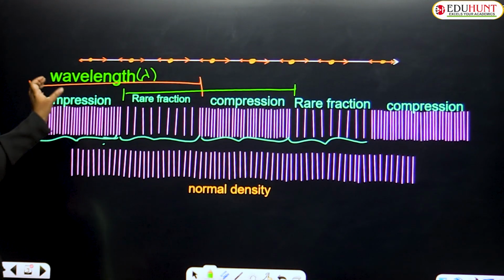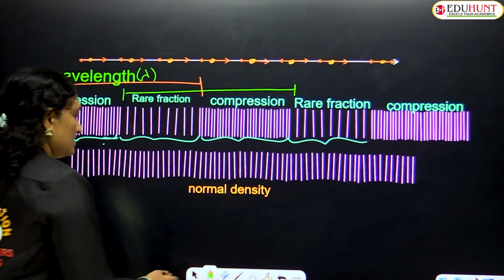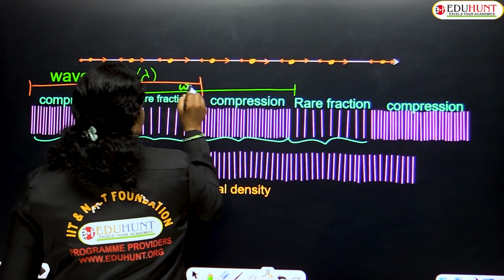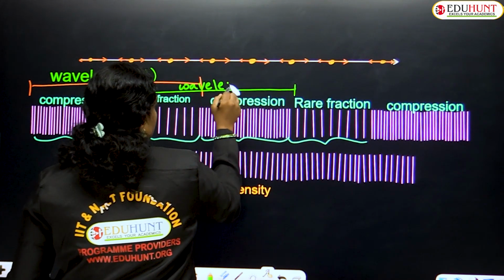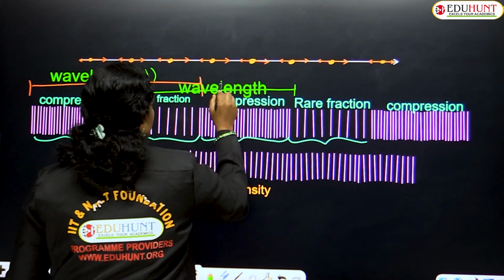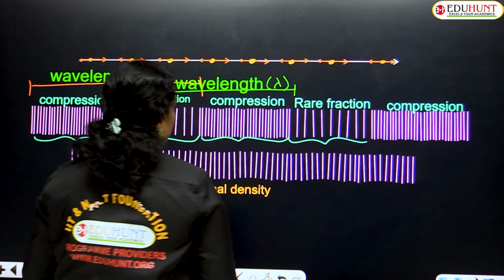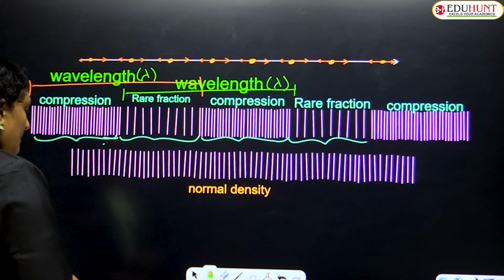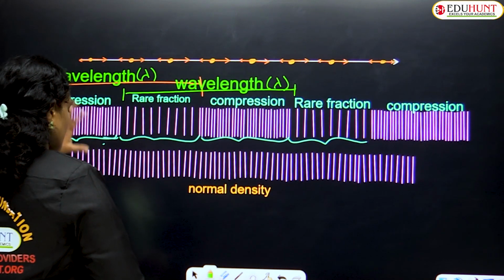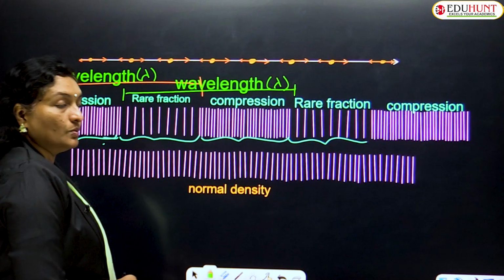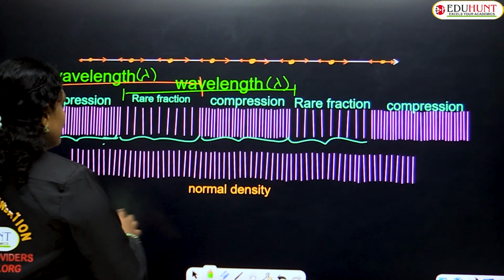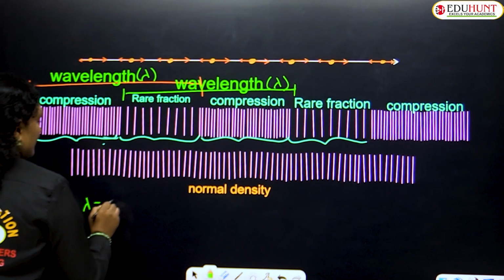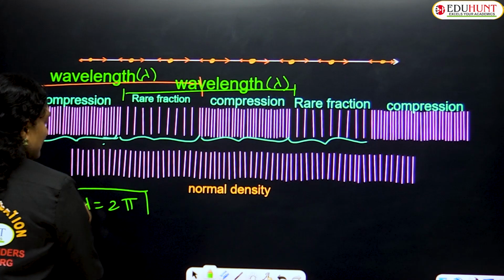The distance between any two compressions or rarefactions is generally called a wavelength, represented with the letter lambda. The phase difference between any two successive compressions or rarefactions is equal to 2 pi. That means 1 lambda is equal to 2 pi radians.